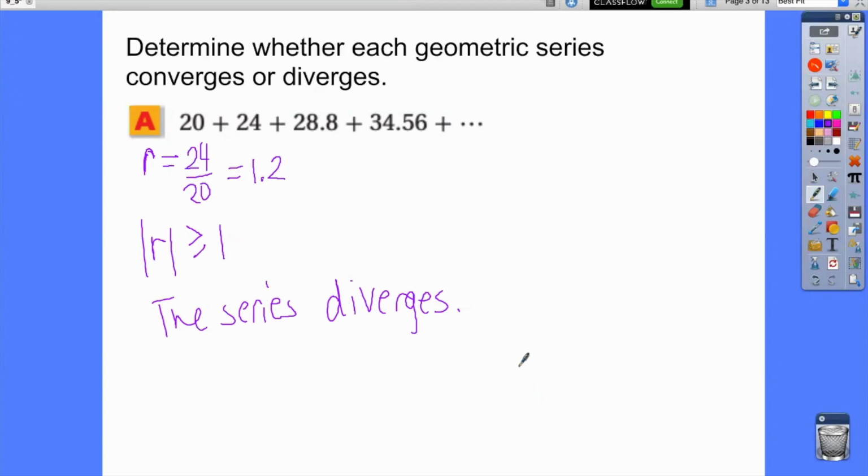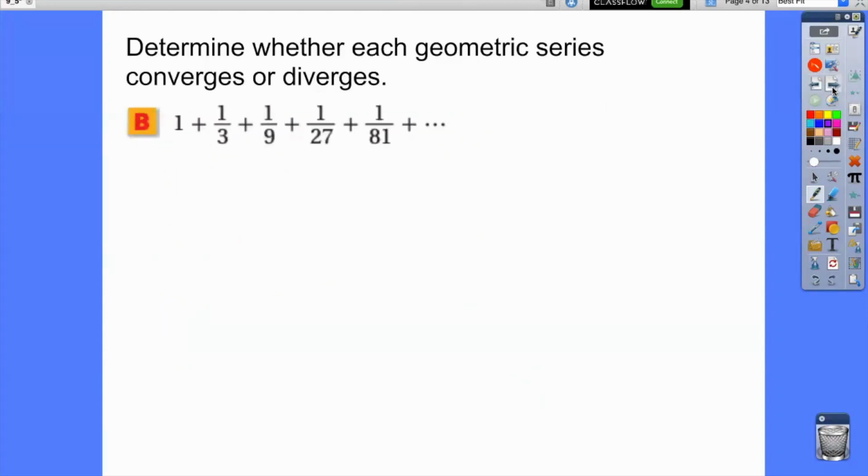Or we also note that this series does not really approach a specific value when you try to look for the partial sum. Let's look for another example right here.